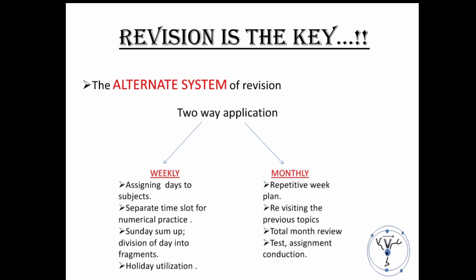In the weekly alternate system of revision, students can assign different days to different subjects. They must also keep a separate time slot for the practice of numericals and questions. On Sundays, they can divide the whole day into slots of 2, 3 or 4 hours, and they can revise whatever part of whatever subject they have attended throughout the week on Sundays itself. We can also call it a Sunday sum up.